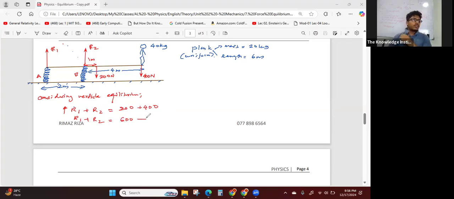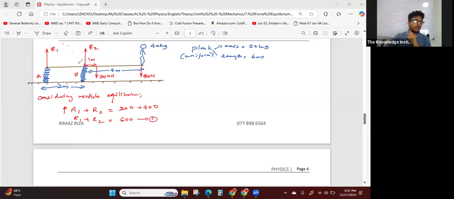Okay. So then we have two unknown variables. Therefore, we need to obtain another equation to solve this problem. So what I can do is take a moment about this point or this point. You can take any point. So let's say I'm taking it from this point.